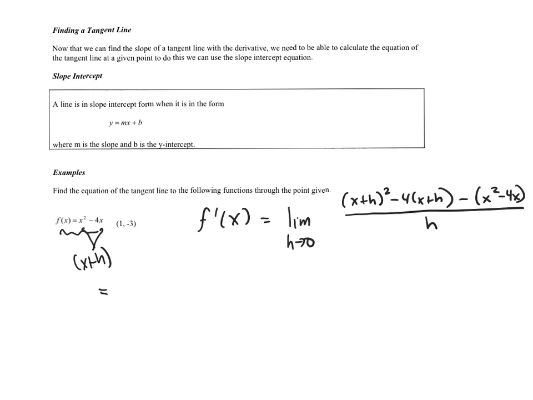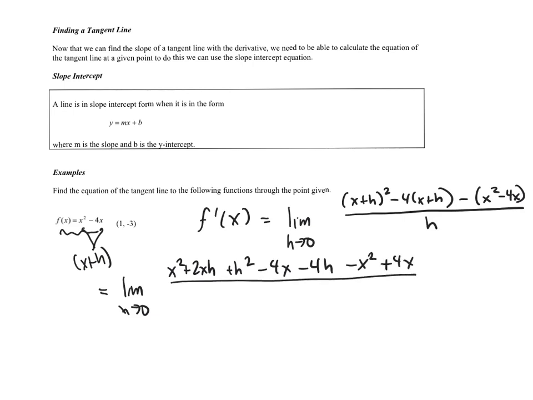So now, same thing, we'll expand x plus h squared. So that's going to be x squared plus 2xh plus h squared minus 4x minus 4h. And then over here we'll get minus x squared plus 4x all over h. So good news is a lot of this will cancel. Always does. X squared and x squared, 4x and 4x. I think that's it.